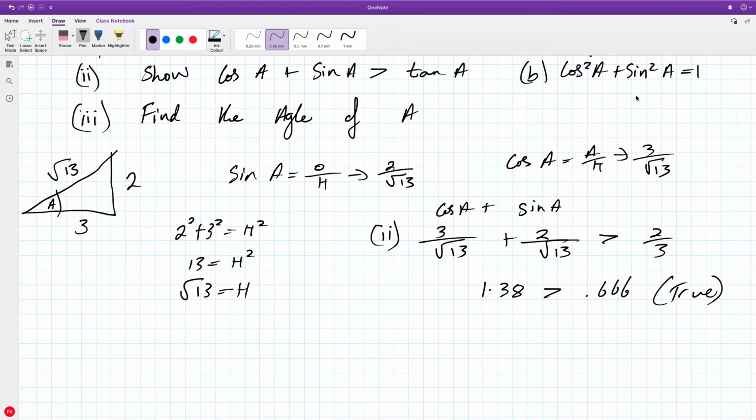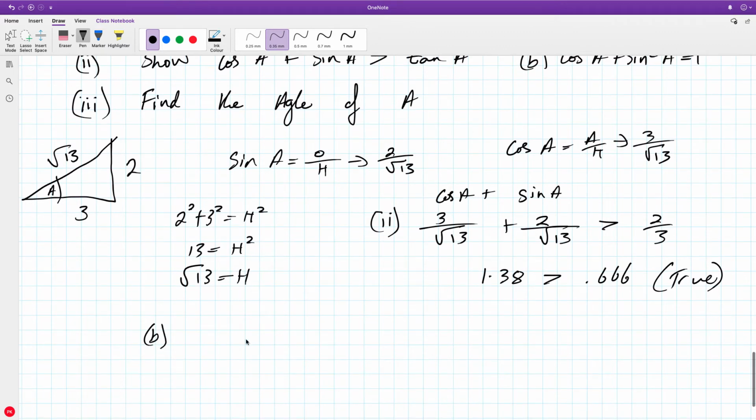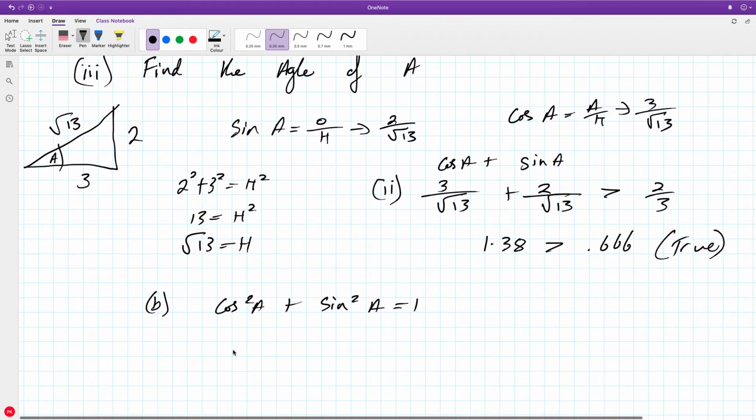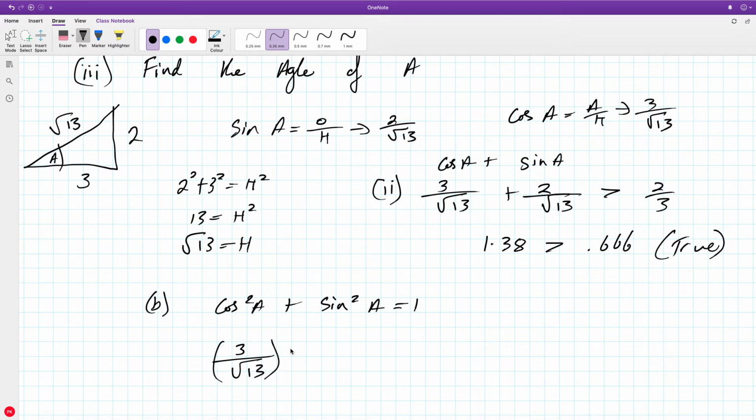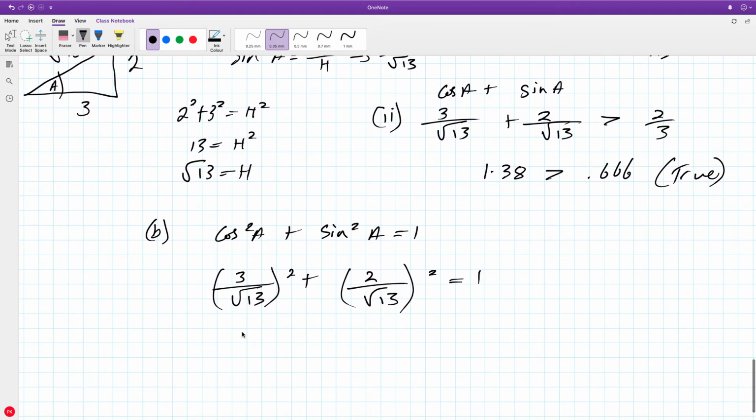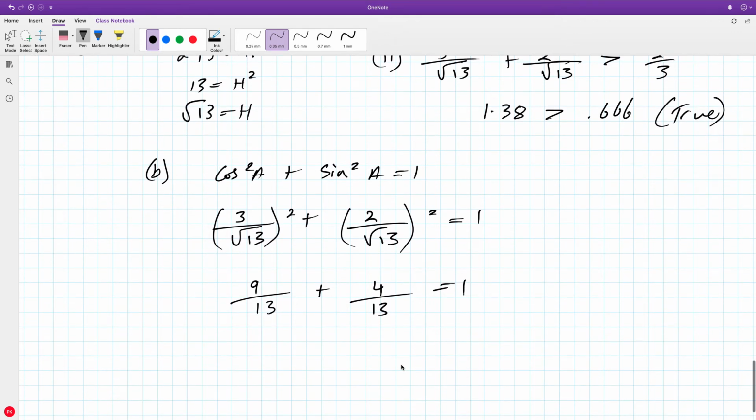They also wanted to show that cos squared A plus sine squared A is 1. So that's cos squared A plus sine squared A is equal to 1. The cos of A is 3 over root 13 squared, plus sine squared A is 2 over root 13 squared. And that's equal to 1. That is 9 over 13 plus 4 over 13 is equal to 1. 9 and 4 is 13 over 13 is equal to 1, therefore true.